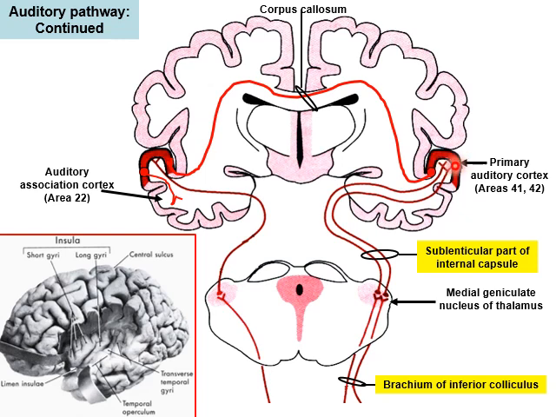Also, from the primary auditory cortex here, you'll see that fibers run to reach the auditory association cortex, which is area 22.